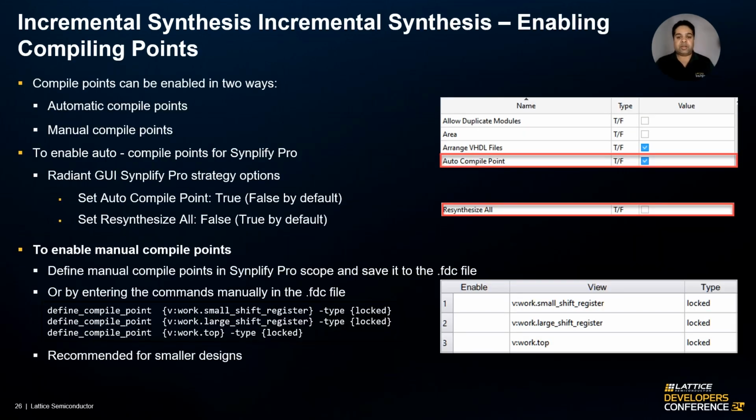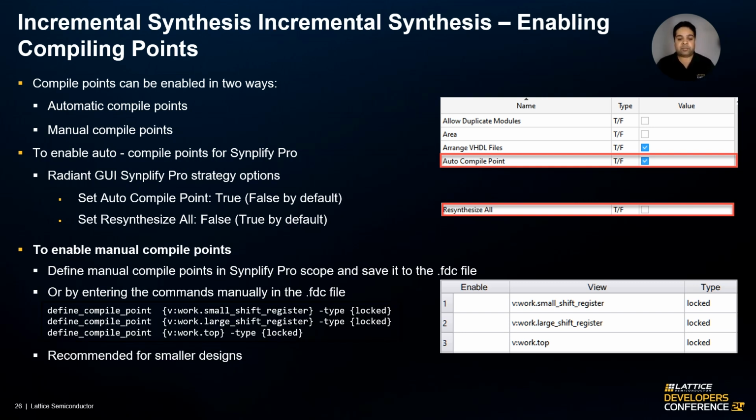Now let's see how to enable these compile points. Compile points can be enabled in 2 ways: automatic compile points or manual compile points. To enable an automatic compile point for Simplify Pro, in Radiant GUI Simplify Pro strategy settings, set the auto compile point to true. By default, this option is set to false. And also you need to set the resynthesize all option to false. By default, this option will be set to true for the rest of the designs.